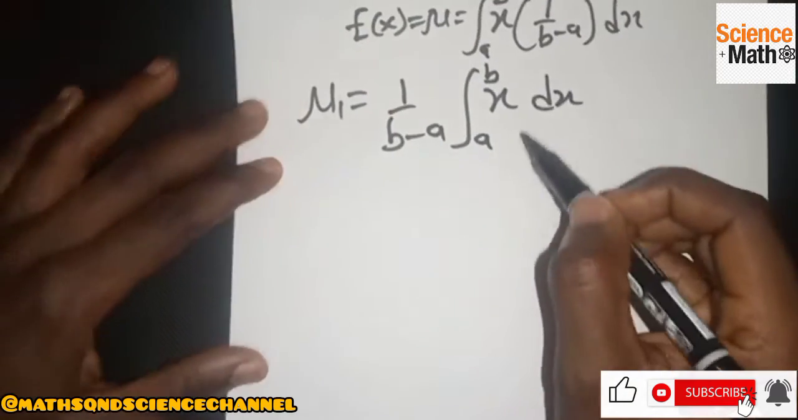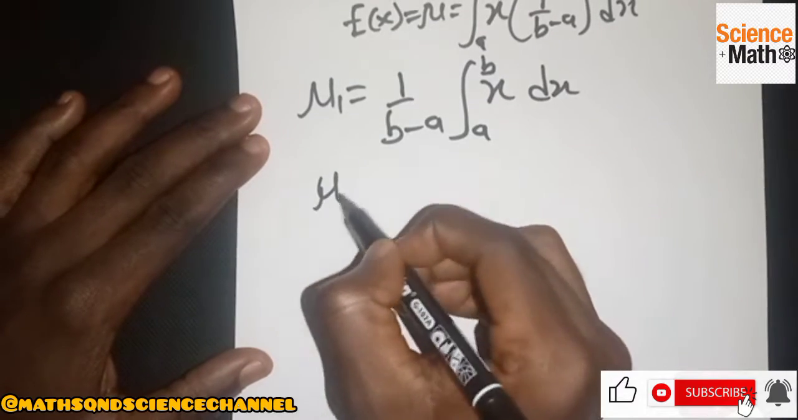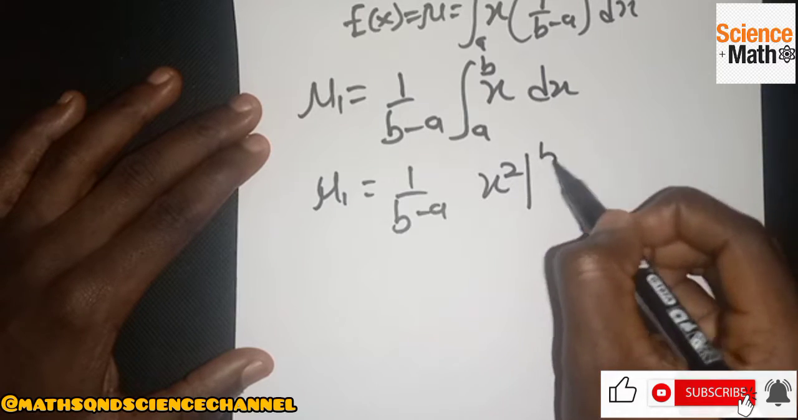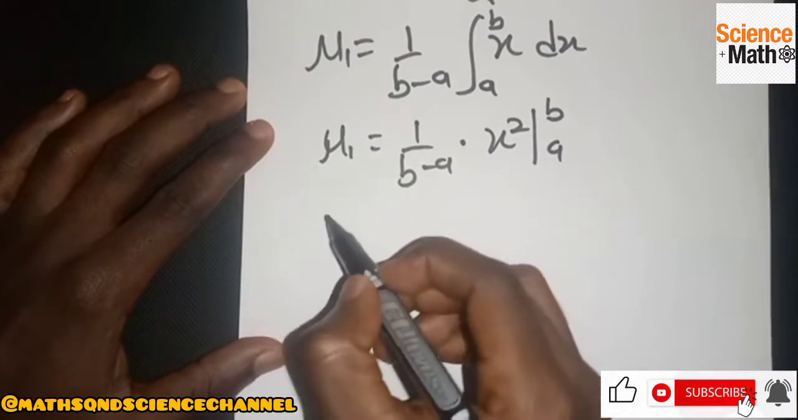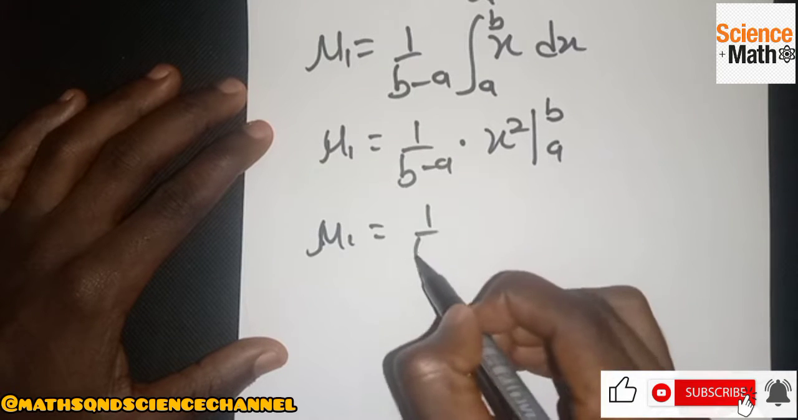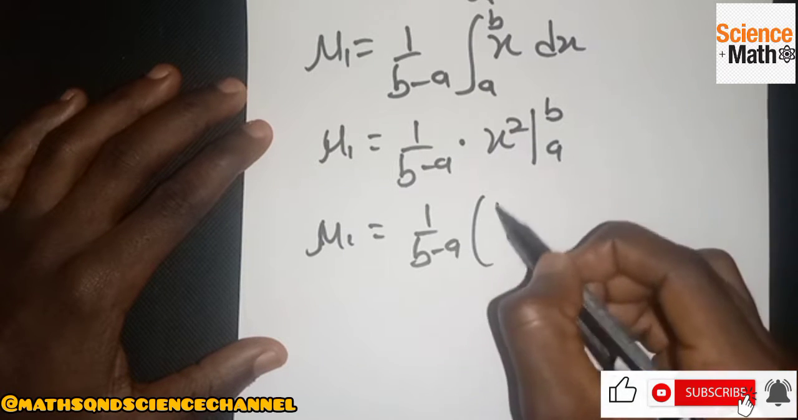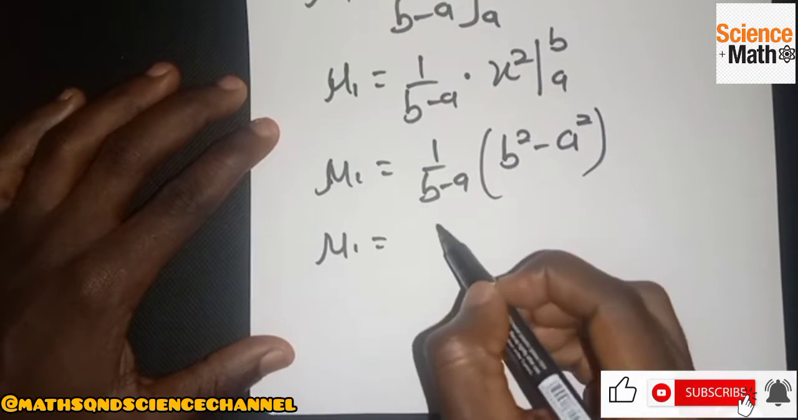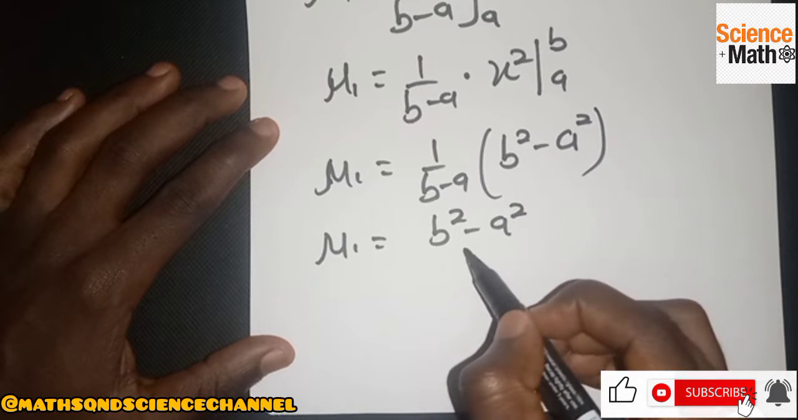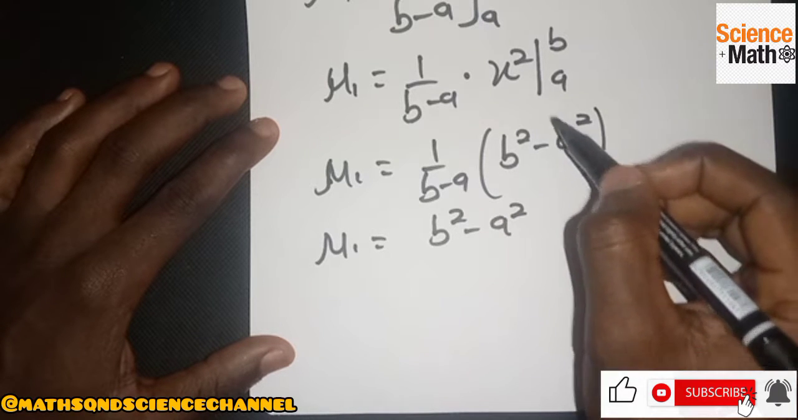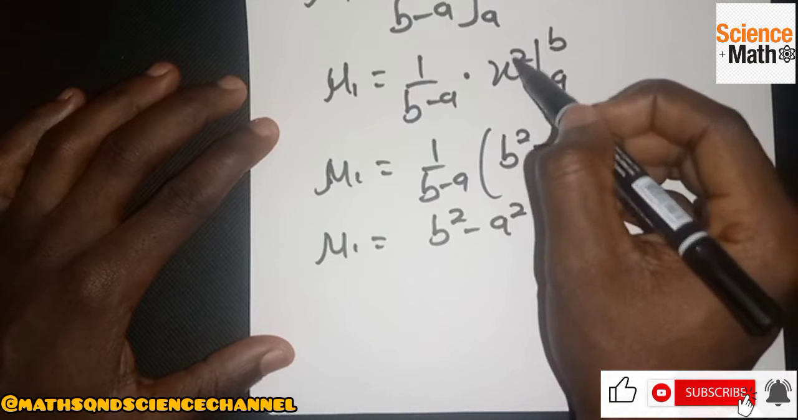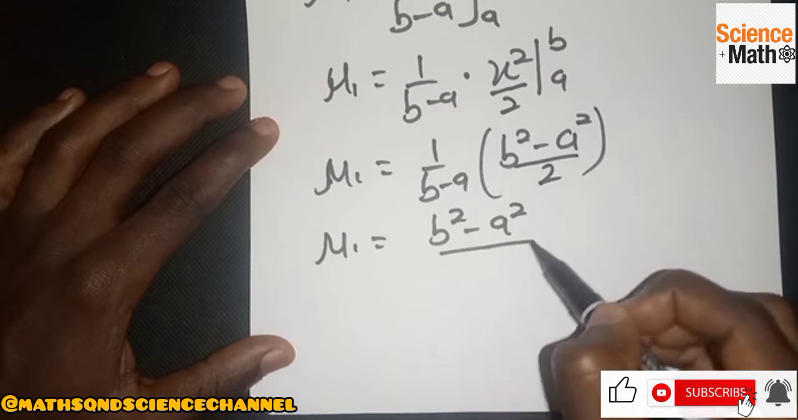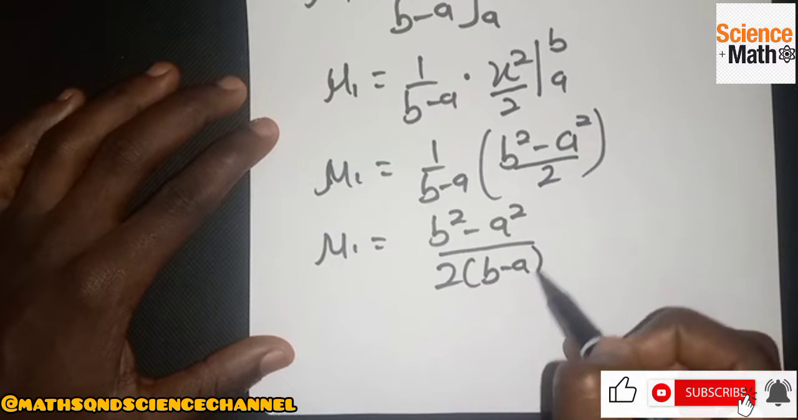So from here, when we integrate x, we are just going to get 1 over b minus a, and then x squared here, with b and a as the limits. So doing this, we just have 1 over b minus a, and then we have b squared minus a squared in this case. So we have mu1 to be b squared minus a squared being divided by, and remember when we integrate this, we divide by the exponent, which is 2. So we divide by 2, and then we have 2 times b minus a.